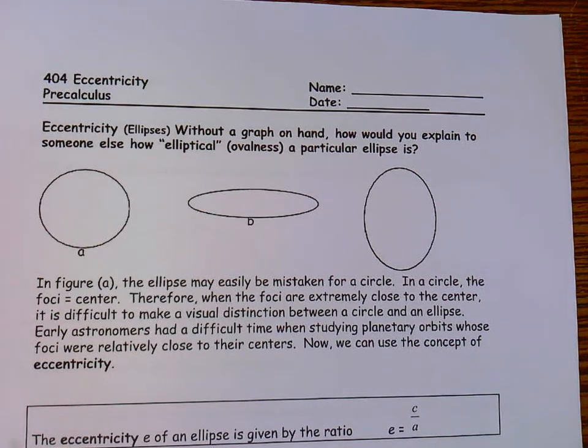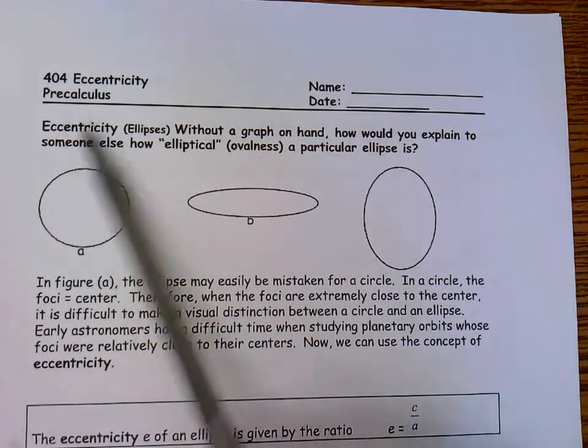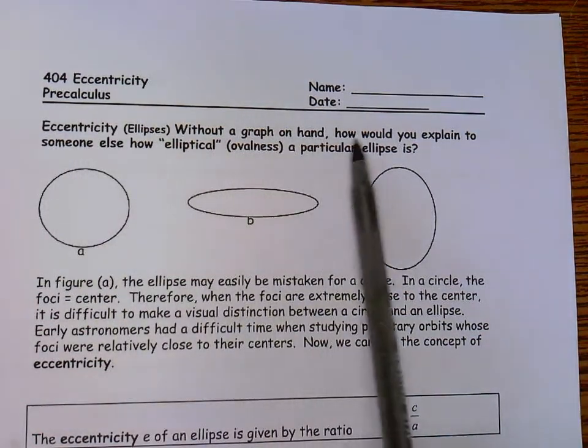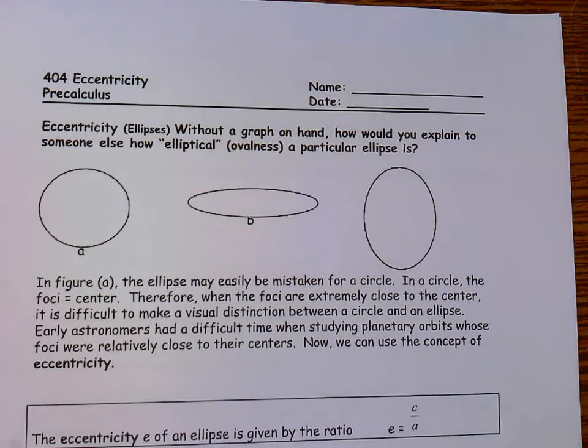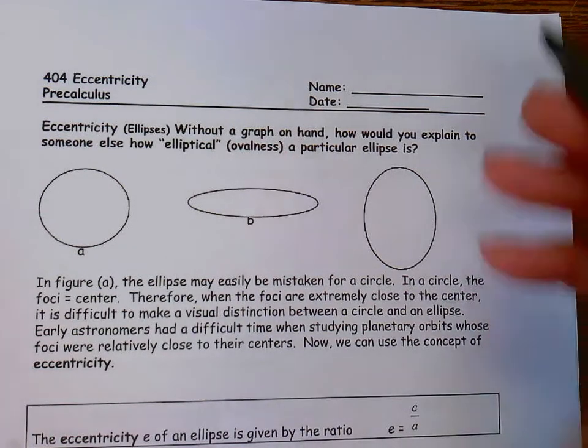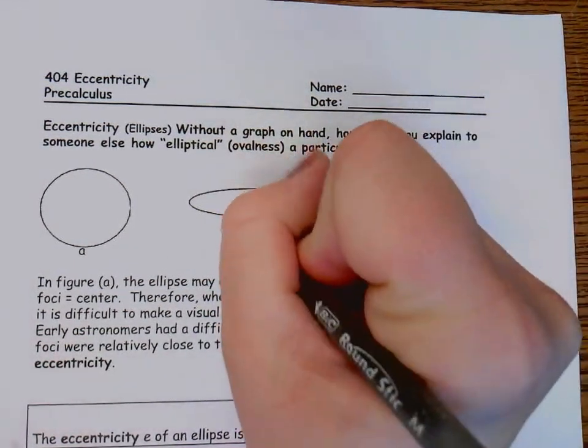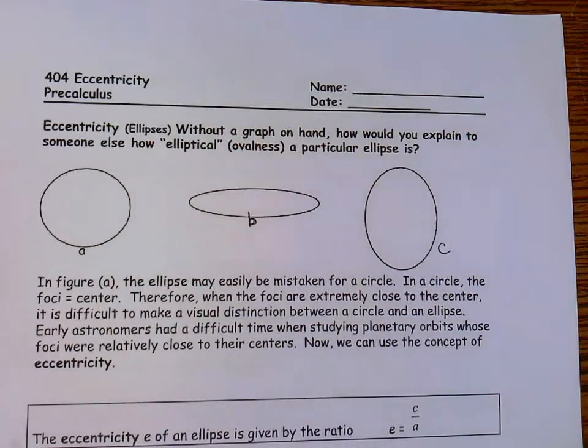Today we're going to take a look at the eccentricity of ellipses. And so eccentricity, why do we need it? Without a graph on hand, how would you explain to someone else how elliptical something is? So if you look at these three ellipses below, they're supposed to be labeled A, B, and C. A, B, or C, which one do you think looks most like a circle?